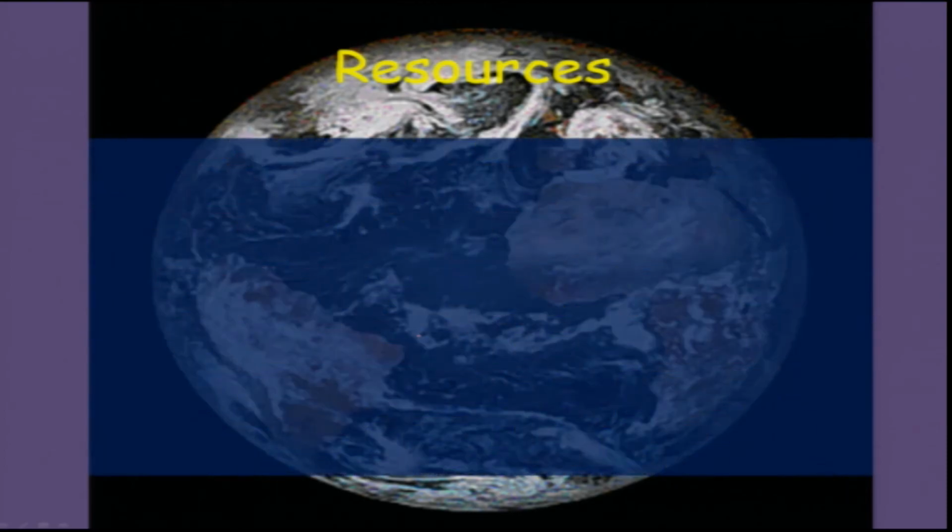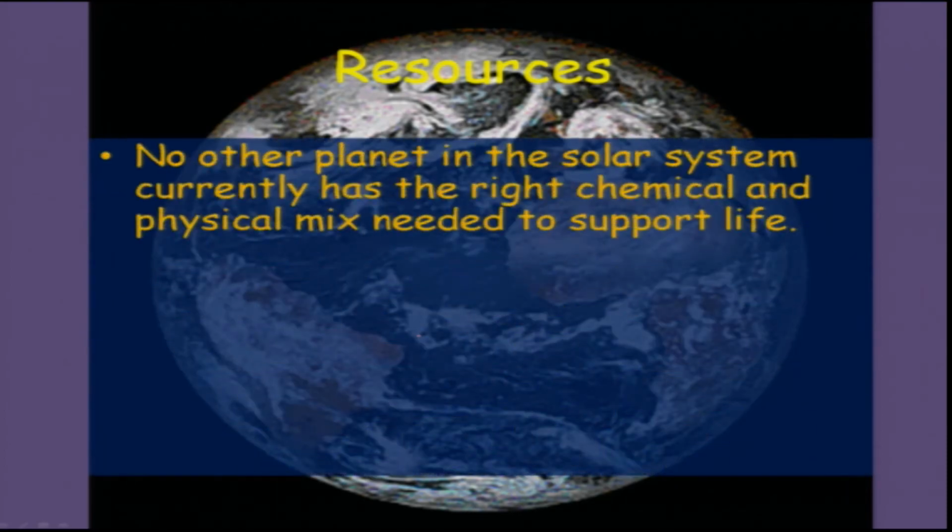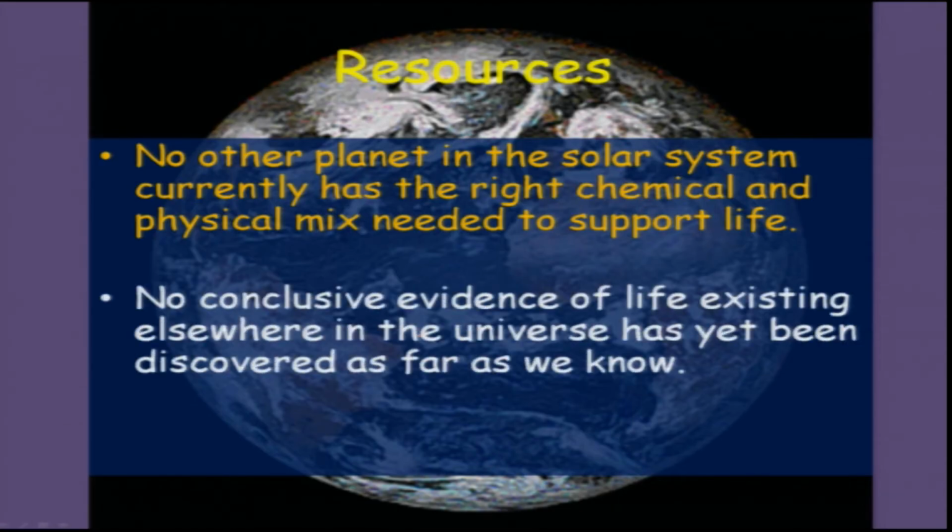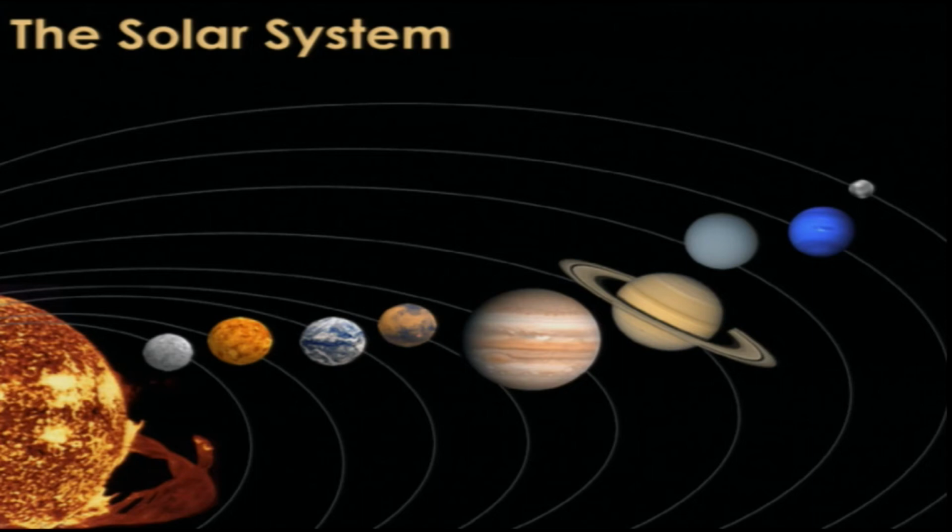Now, if we are talking about the Earth, no other planet in the solar system currently has the right chemical and physical mix which is needed to support life. And until now, no conclusive evidence of life exists elsewhere in the universe. So, in that sense, Earth is a unique planet amongst the solar system.